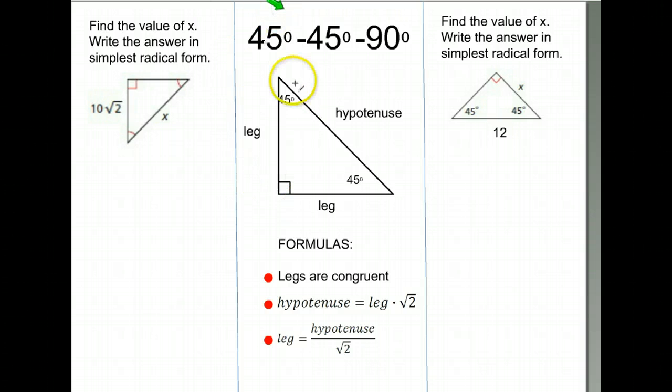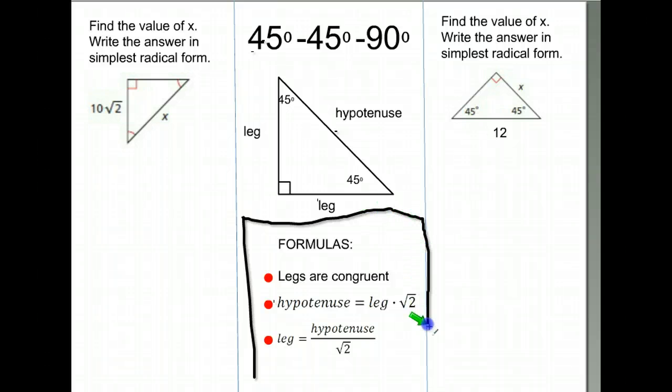So this part in the middle section here, you'll want to have in your notes. Okay. With a 45, 45, 90, you'll want to label it as that. The legs are the same length, so the legs are the parts touching the right angle. And the hypotenuse you can find by multiplying a leg by the square root of 2. If you want to go the other way, if they give you the hypotenuse, the leg is the hypotenuse divided by the square root of 2. So this information here you will want to have in your notes, so that when you come up to a 45, 45, 90 question, you have those formulas.